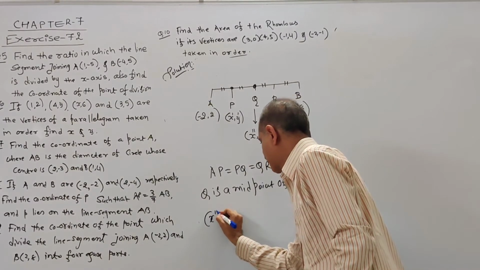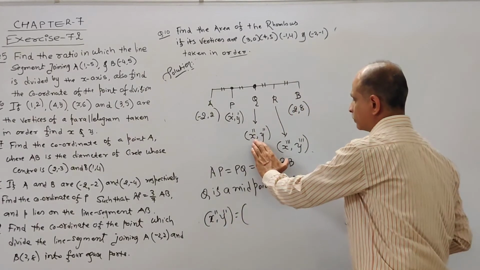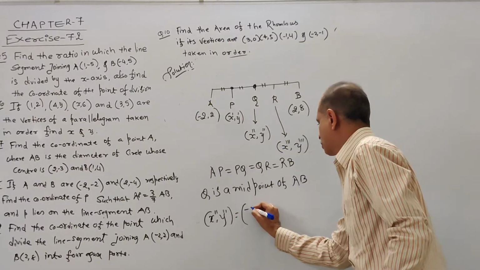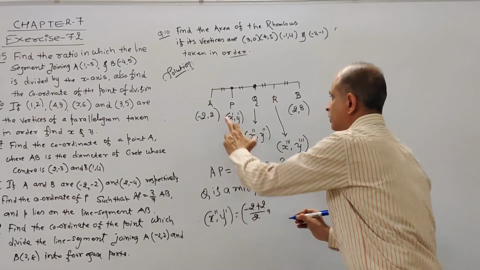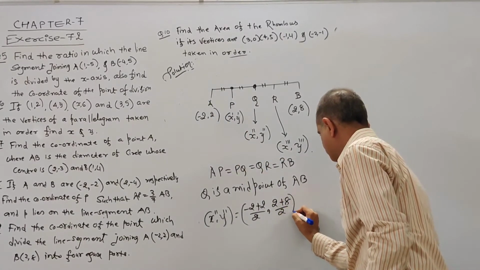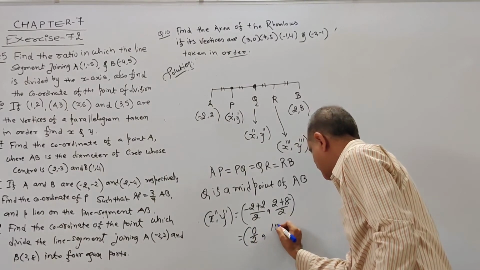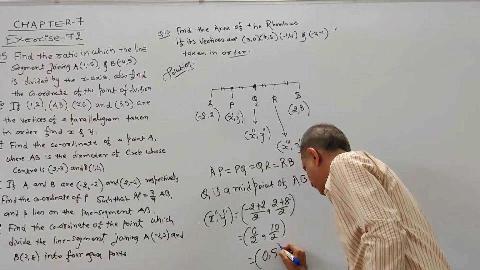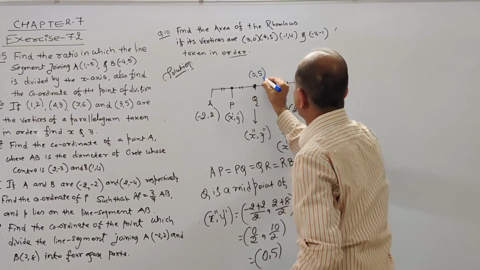So x double dash, y double dash is equal to the midpoint of these two, means (x1 plus x2) by 2. So (minus 2 plus 2) by 2, similarly (2 plus 8) by 2. So you can write 0 by 2, here you can say 10 by 2. So your answer is 0 and 5. So now you get the coordinate of Q, that is (0, 5).